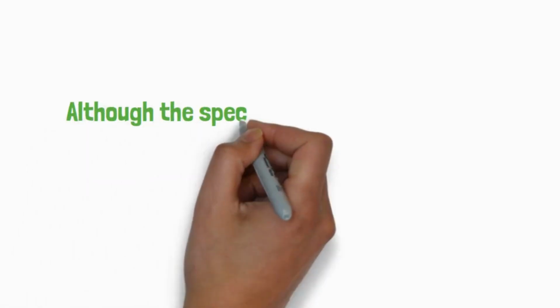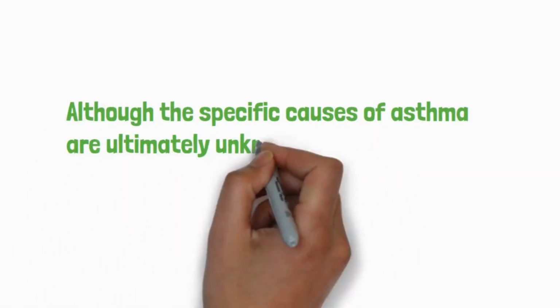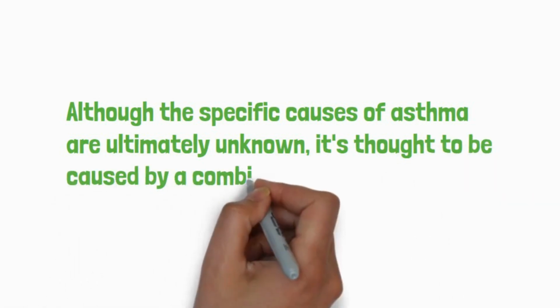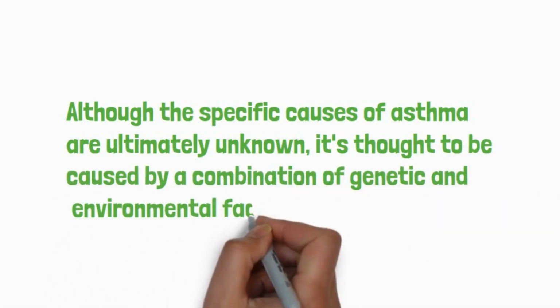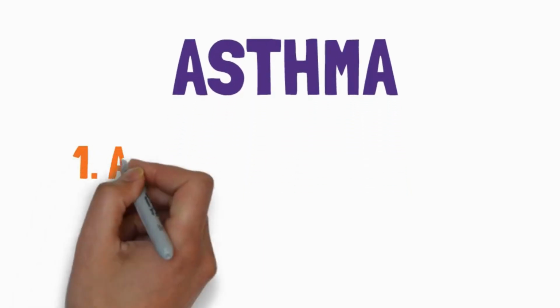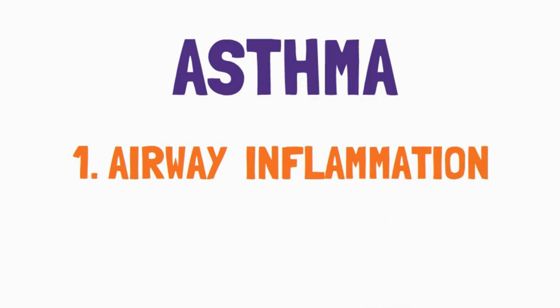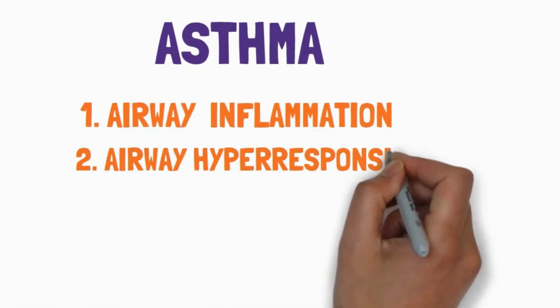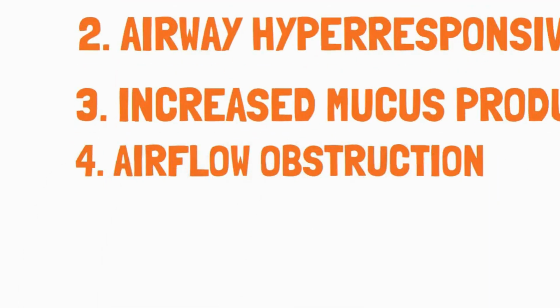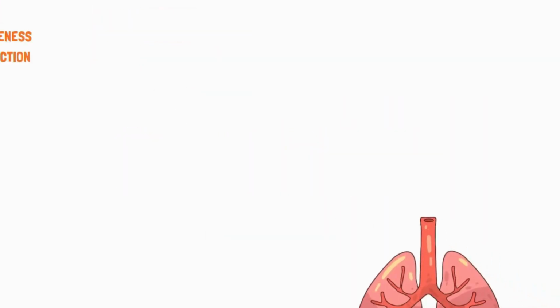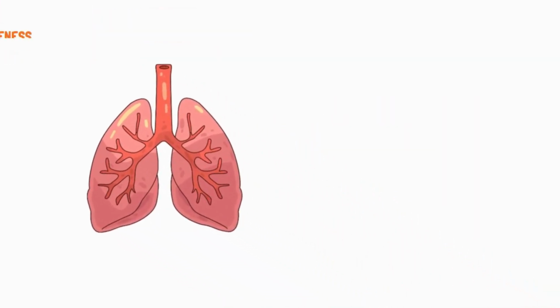Although the specific causes of asthma are ultimately unknown, it's thought to be caused by a combination of genetic and environmental factors. Asthma involves these key pathophysiological processes: airway inflammation, airway hyperresponsiveness, increased mucus production, and airflow obstruction. Now, most patients may come with a chief complaint of dyspnea, wheezing, and cough. So, what's the pathophysiology leading to dyspnea, wheezing, and coughing?